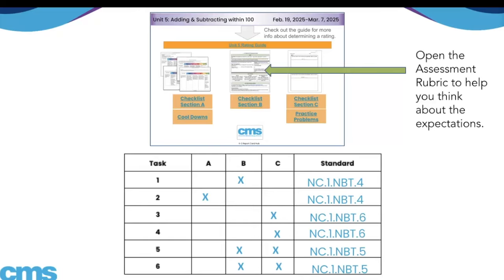The next resource that is helpful is the assessment rubric. Open that link on slide 8. Read over the assessment rubric and check your answers from the tasks. Did you identify the correct standards and sections where these tasks could show up?